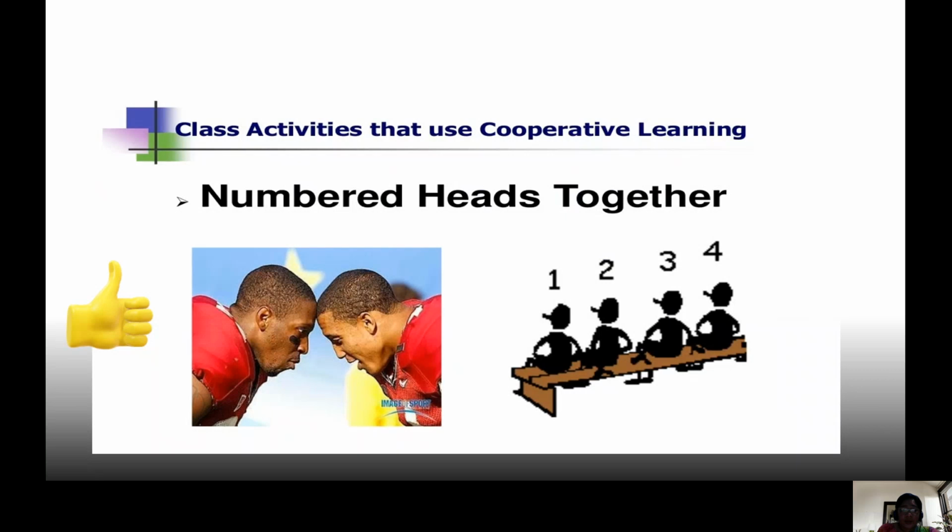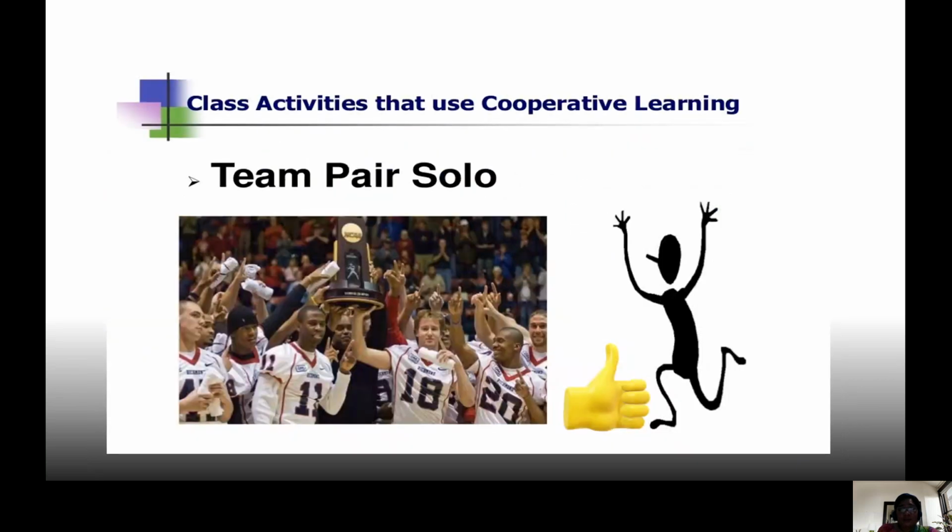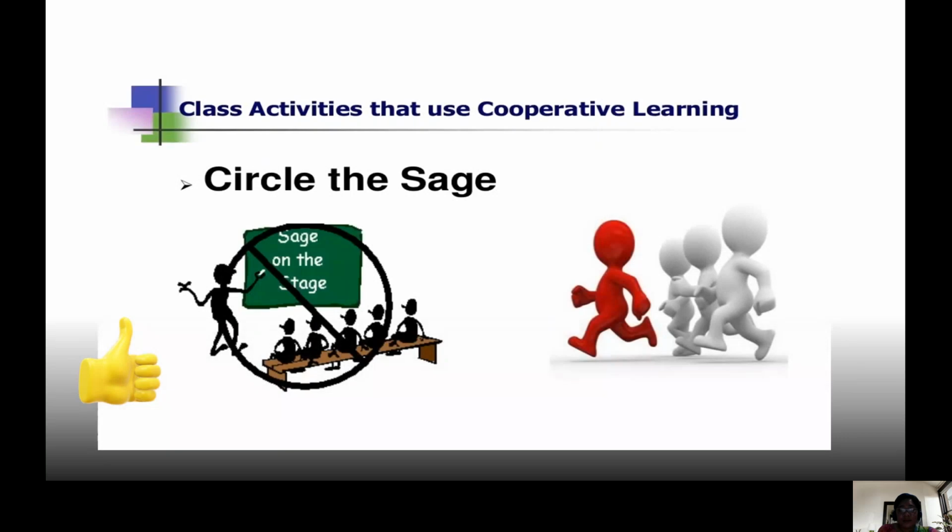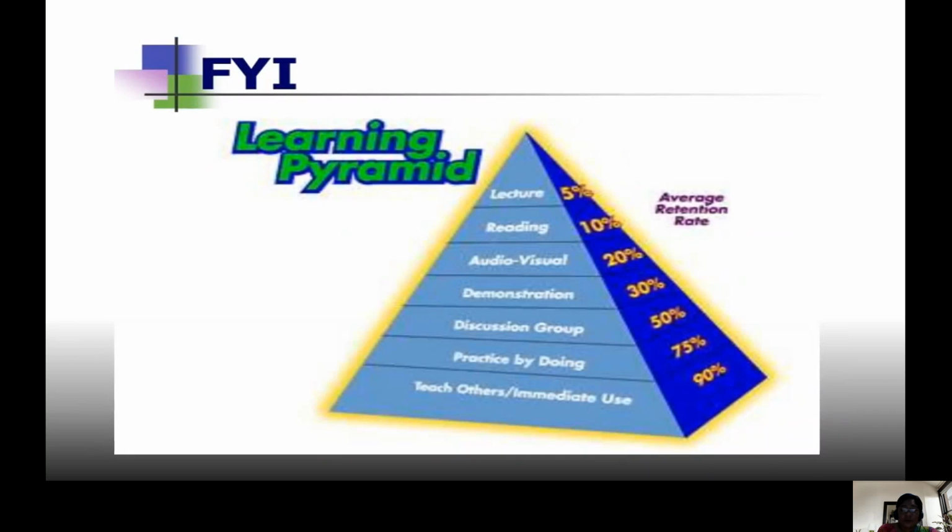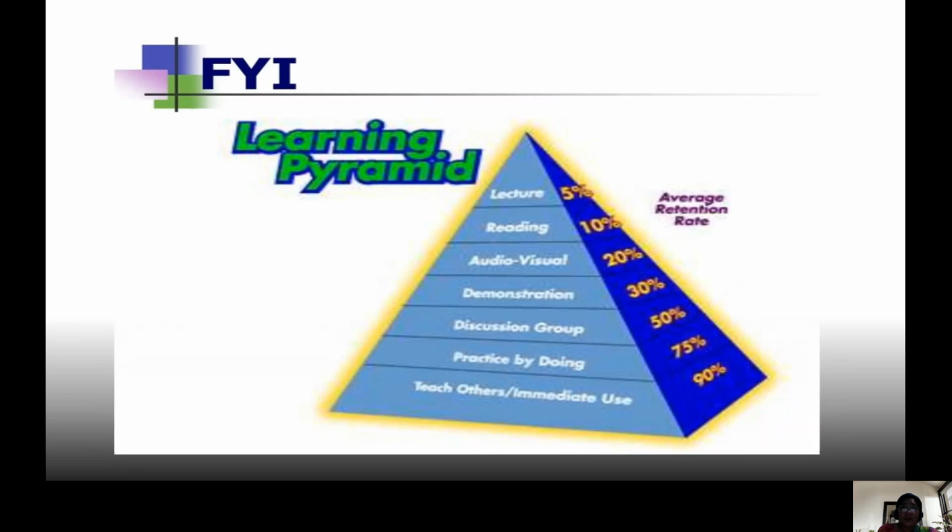Okay, another one is a 3-minute review. Another is the numbered heads together. Next is the team pair solo. Last is the circle the sage, partners. So those were the different applications or examples of collaborative learning that we can apply in our lesson, or one way of delivering or methods of our teaching. So for your information, the learning pyramid.